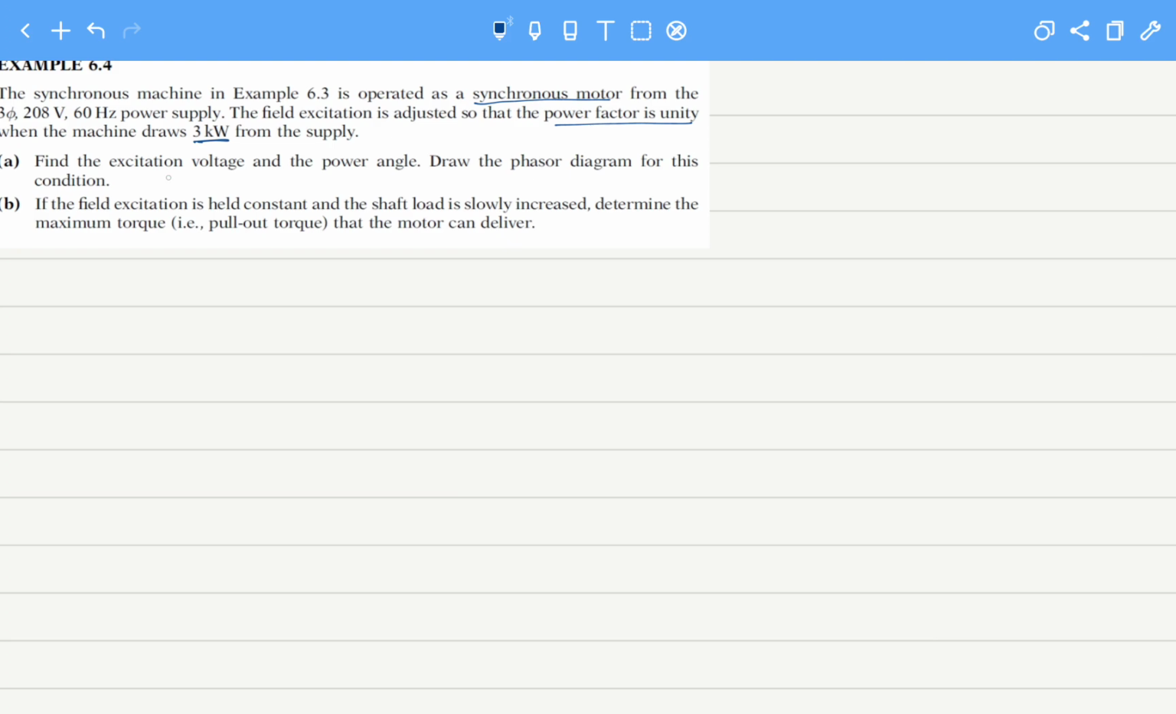So the first thing it requires is the excitation voltage, the voltage that is generated inside the machine, and what is the power angle. Power angle is the angle between our terminal voltage and the voltage that is generated inside the machine, and we are required to draw the phasor diagram for the condition.